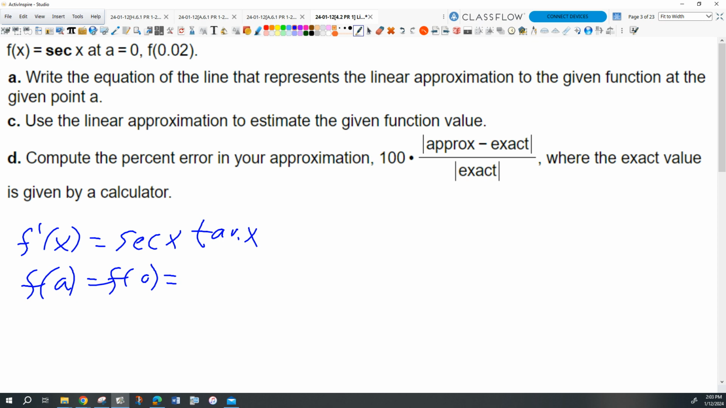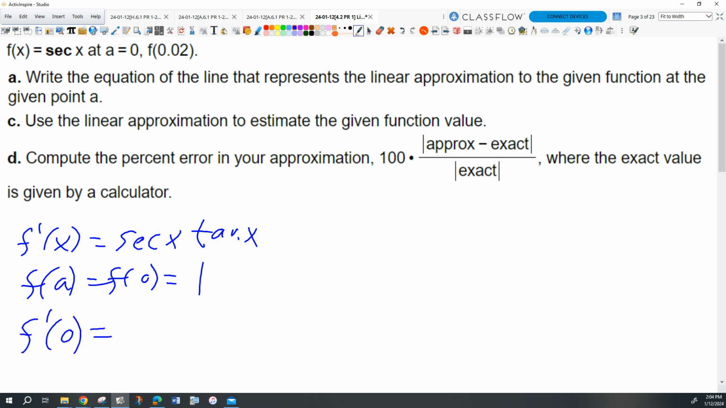You guys might be, I'm not smart enough to think about secant in terms of what. I always think of it in terms of its reciprocal, cosine, right? Secant is 1 over cosine. Exactly. And cosine of 0 is 1, so 1 over 1 is 1. Good. Okay.